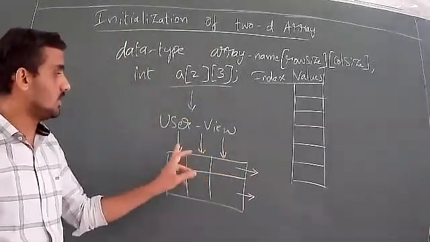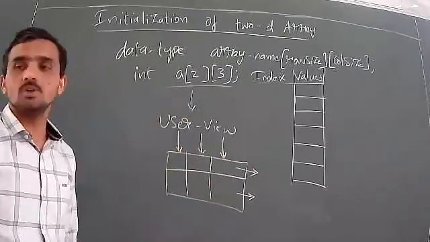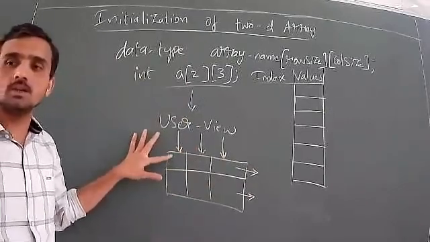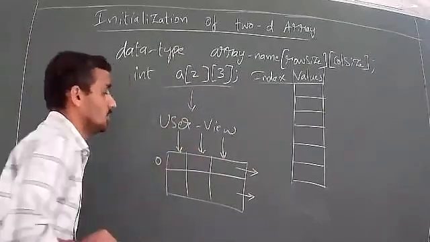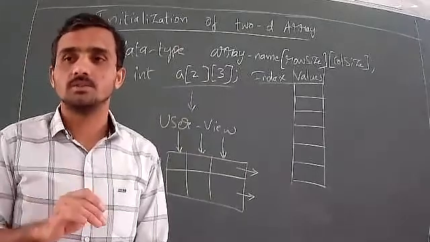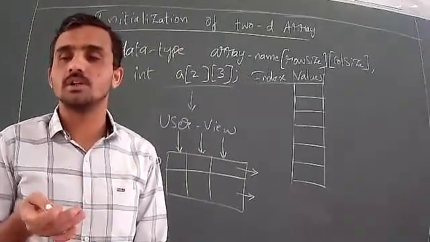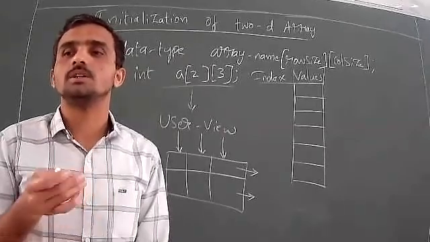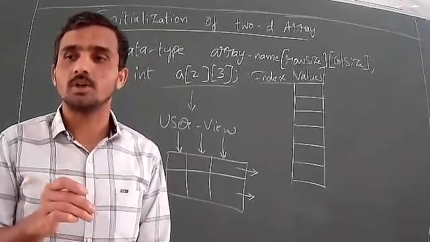Okay, first row, second row, first column, second column, third column. Now, when you consider the first row, you have to indicate the row number as 0, because as I said, in arrays you have to consider minus 1. With respect to the real world, if it is 1, with respect to the array it becomes 0. With respect to the real world, it is 2.